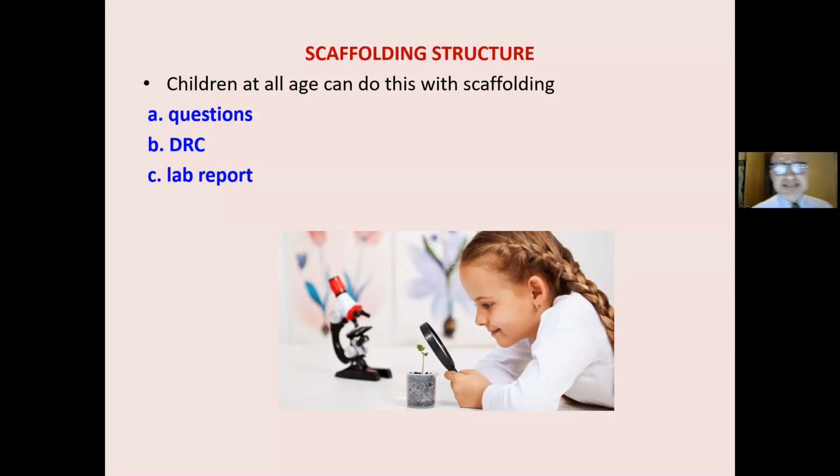Inquiry learning. We want to create a scaffold or a structure to enable students to do this. We can't expect students at any level to be able to do this without some sort of scaffold or structure to enable them to do this.